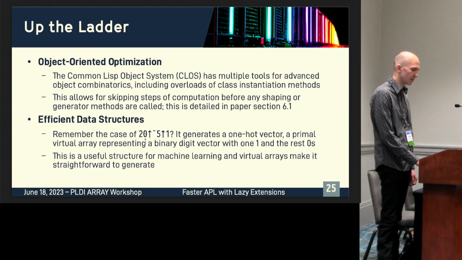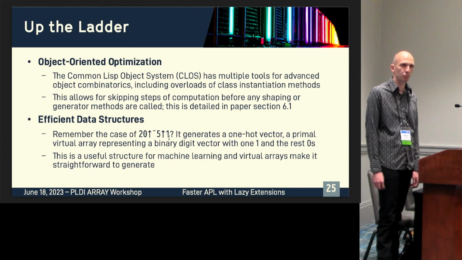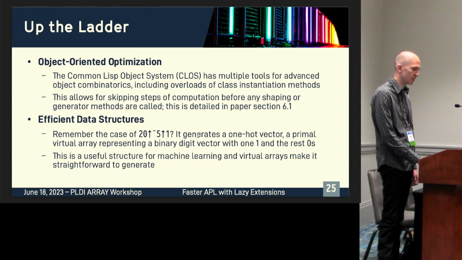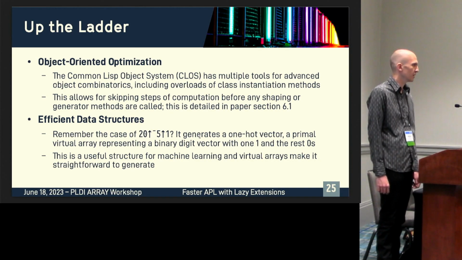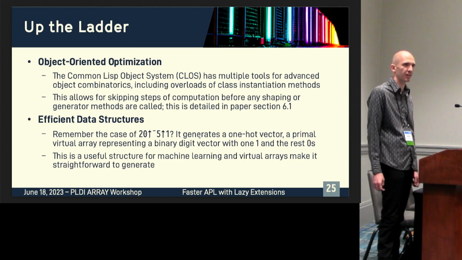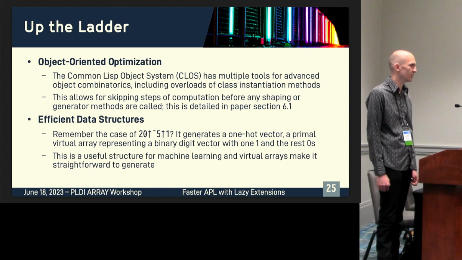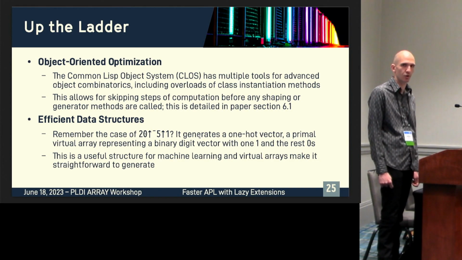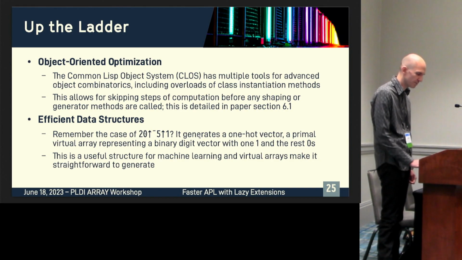Also, if you recall, I talked about that 20 take, neg5 take 1. That's producing a primal array. In this case, it produces a one-hot vector. And one-hot vectors are an important type for machine learning. It's a binary vector with a single 1 and the rest of the elements being 0. It's easy to sparsely represent. All you need to know is the length of the vector and the index of the 1 value.